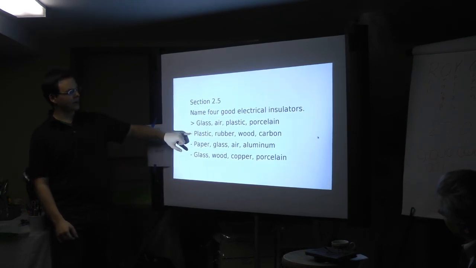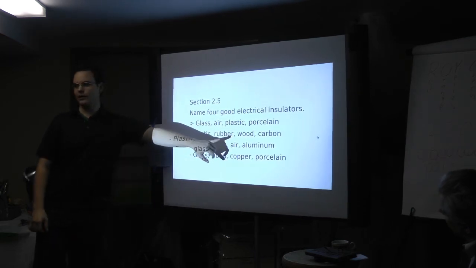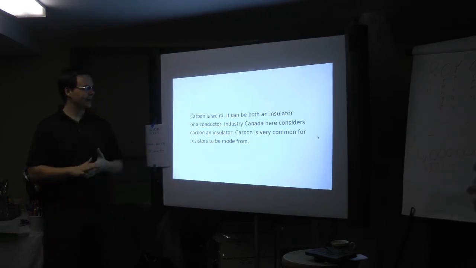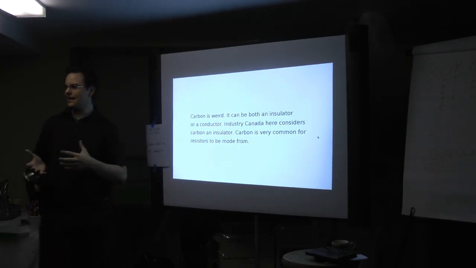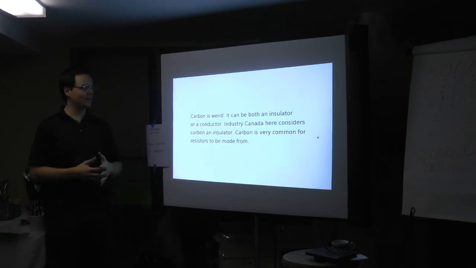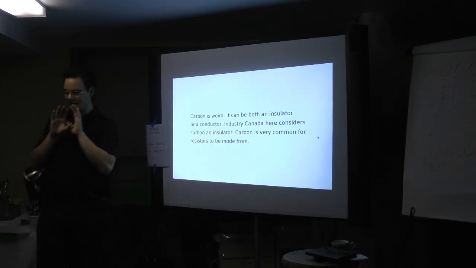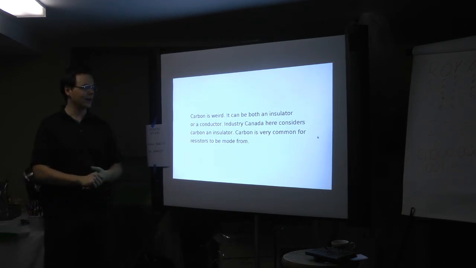So interestingly enough, this one here, plastic, rubber, and wood, all correct, but carbon, if we go to the next slide, carbon is weird. In different states, it can take on different properties. It can be both an insulator or a conductor, but for Industry Canada's purposes, it is always an insulator. So that's also why carbon resistors are talked about a lot, because they consider carbon to be an insulator.